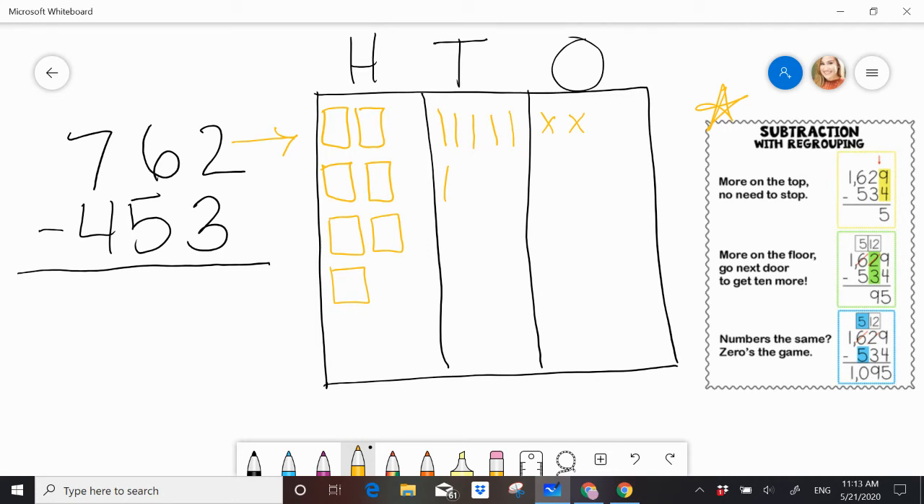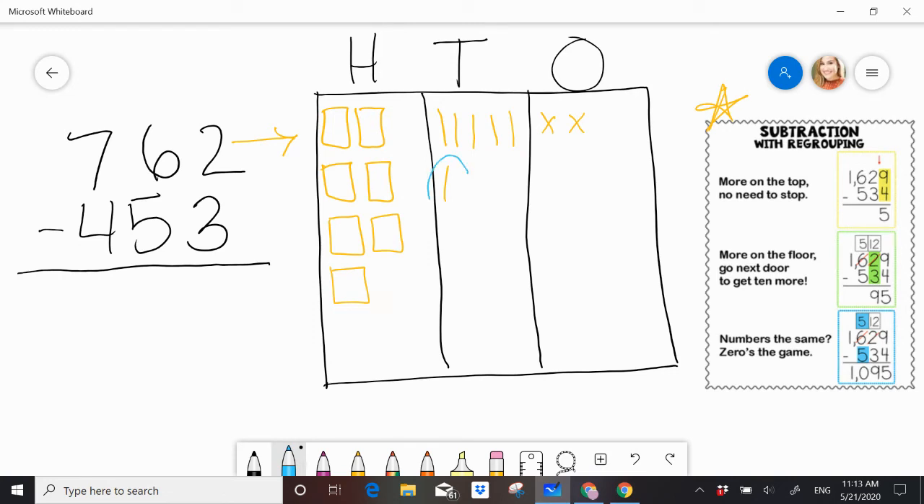2 minus 3. Can I do that? No, I can't do that. I can't take away 3 because look, I can even try. You can try if you want to, but it's going to fail. 1, 2, 3. I can't do that. I can't take away 3. I can see that. So I'm going to need to go next door and get 10 more. So that's what I'm going to do.